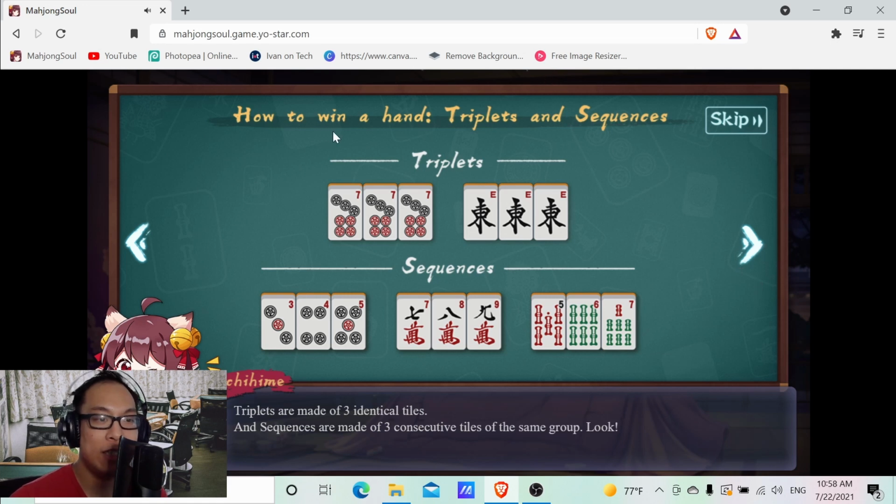There are many sets in a hand. There are triplets, which are three of the same tile, and there are also sequences. Triplets are called pong, and sequences are called chi. Sequences are like, as you see, 3, 4, 5, 7, 8, 9, 5, 6, 7. And they're usually in threes, with these two types of patterns in the hand.